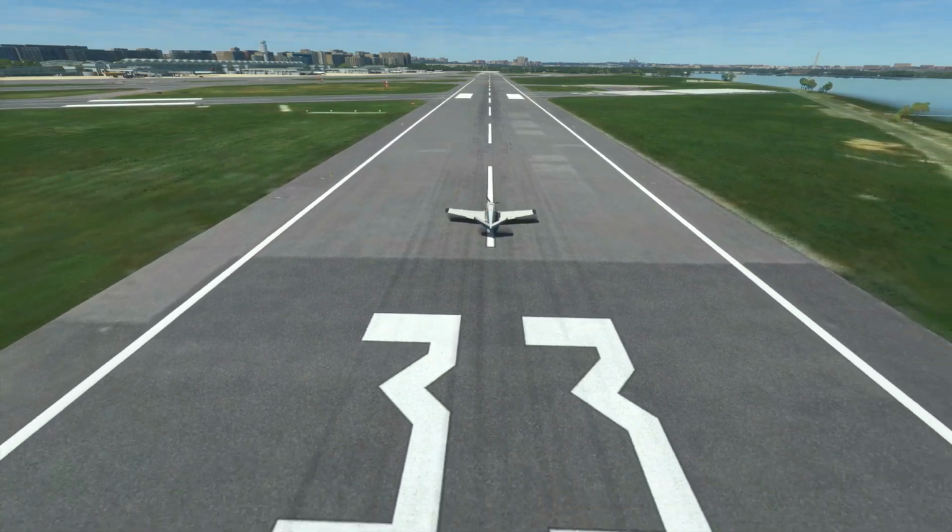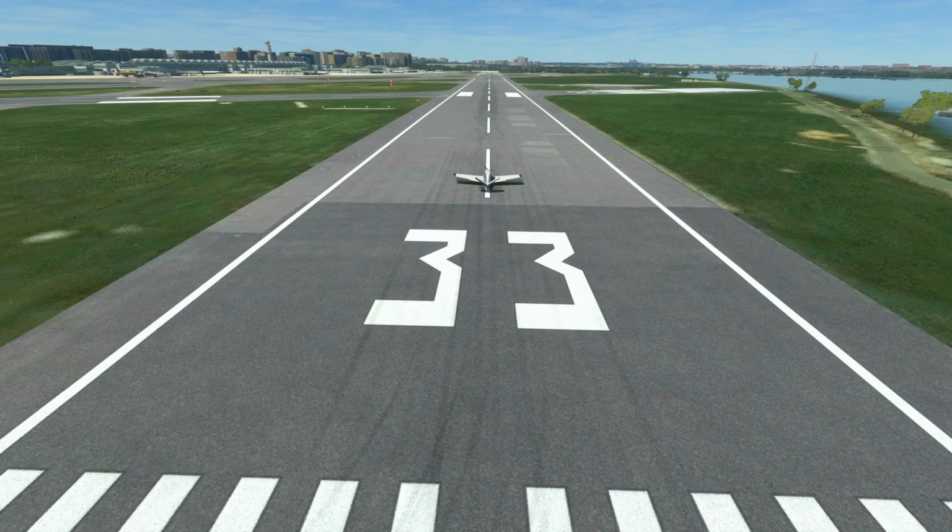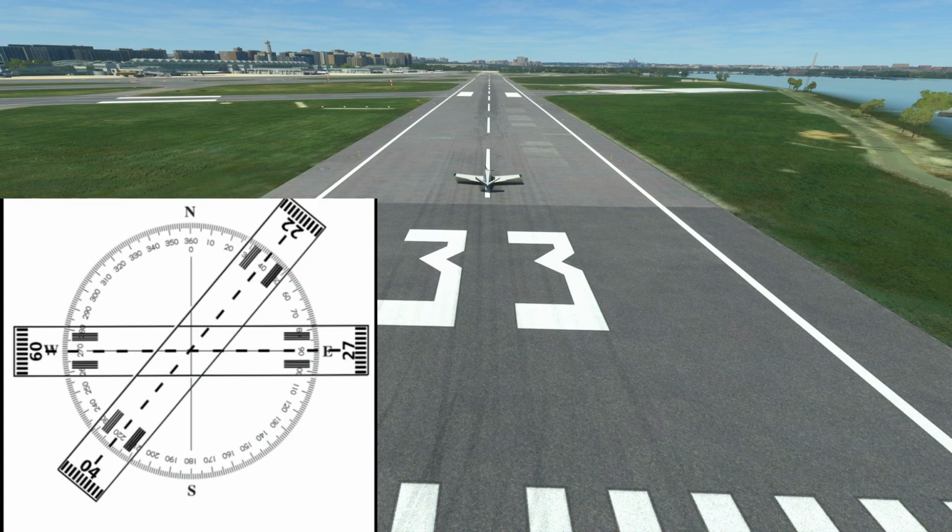Alright, now runway numbers. Very common question. What do they mean? How do we get runway numbers? What do they represent? Do they represent anything? And the answer is yes, they absolutely do. We get runway numbers from the direction the runway is facing on a compass. So the heading of the direction the runway is facing is how you get that number.